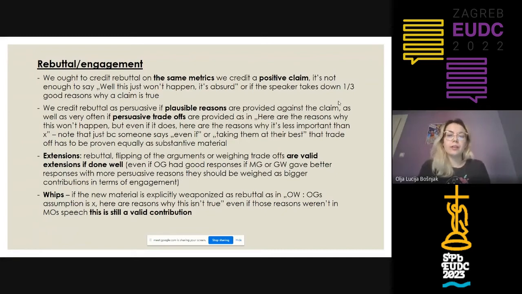Then we're going to go to extensions in a second, but in terms of rebuttal and engagement, yes, it definitely is an extension. And in whips, was it a whip extension? Was it not? I think that if the new material is explicitly weaponized as rebuttal, in terms of opposition whip says, look, OG's assumption is this, here are reasons why this isn't true, I think even if those reasons were not in a member of opposition speech, I still think it's a valid contribution.